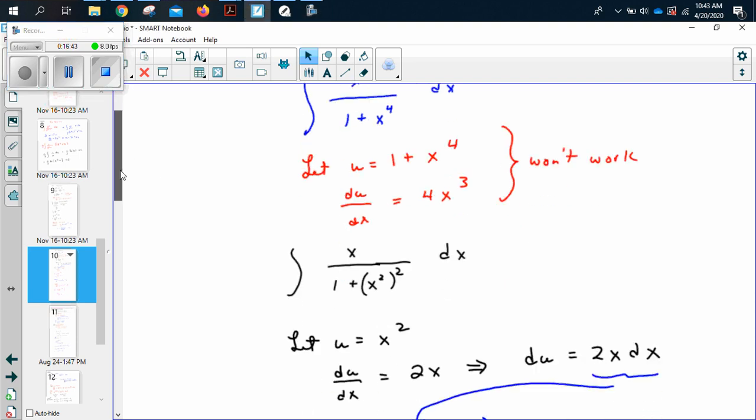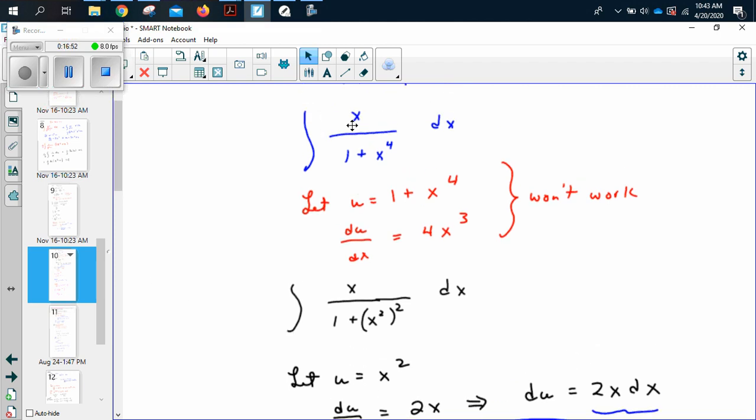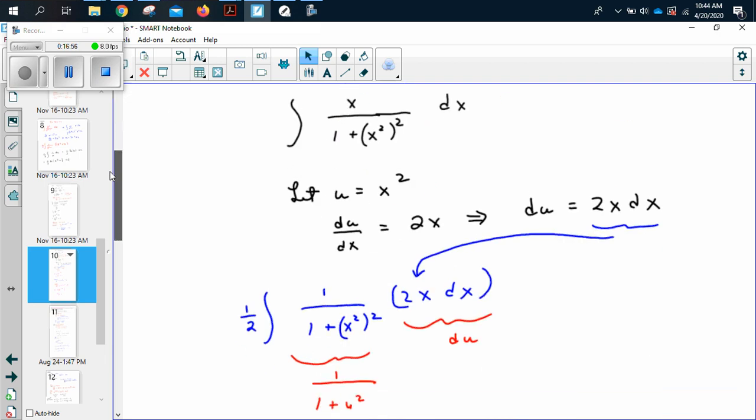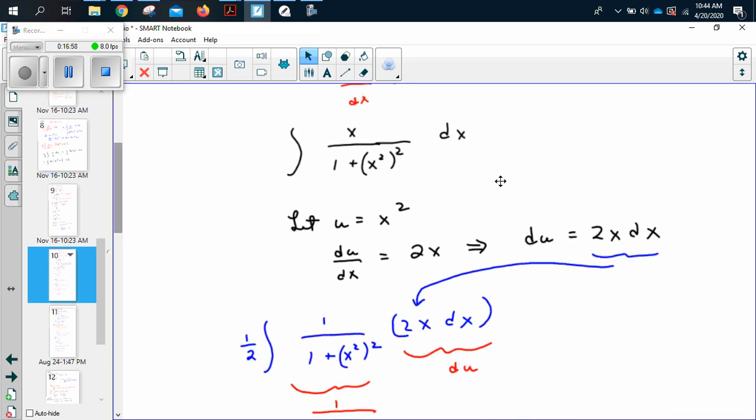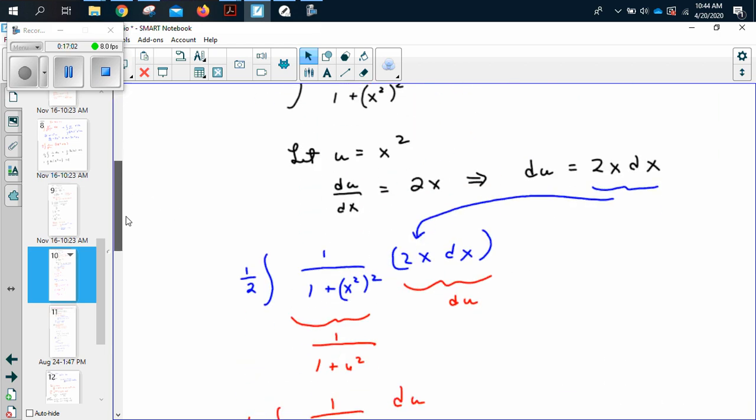So if I let u be x squared, then my du dx is 2x. The reason I wanted to do that is because of this x. I need to somehow turn that into the du. So my du is 2x dx. So that x that was up there, if I just multiply it by 2, it's my du, and then I've got to divide by 2.